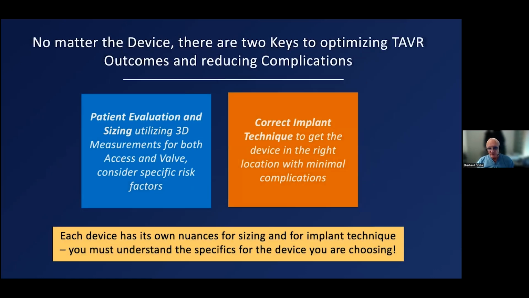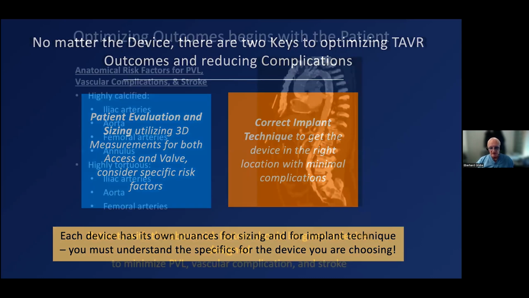No matter the device, there are two keys to optimizing TAVR outcomes and reducing complications: patient evaluation and sizing, utilizing 3D measurements, and the correct implant technique for each individual valve. Each device has its own nuances for sizing and for implant technique. You should understand the specifics for the device that you are choosing.